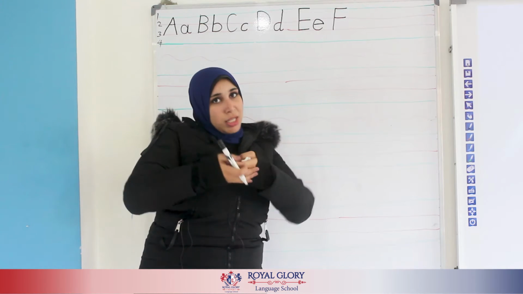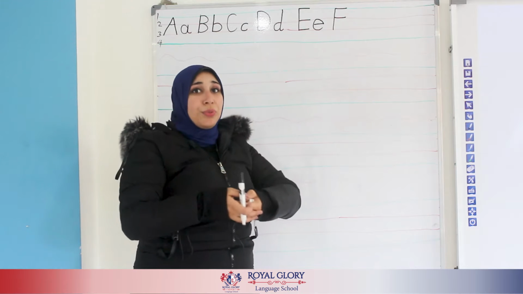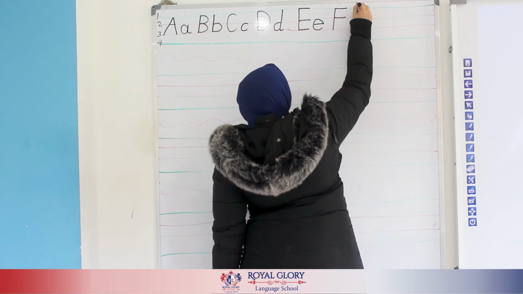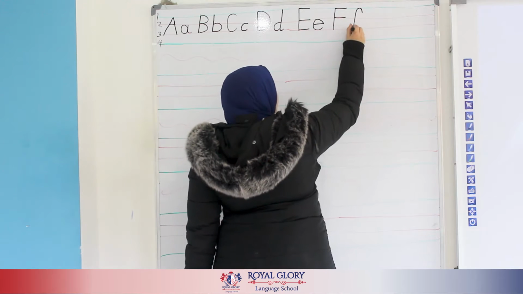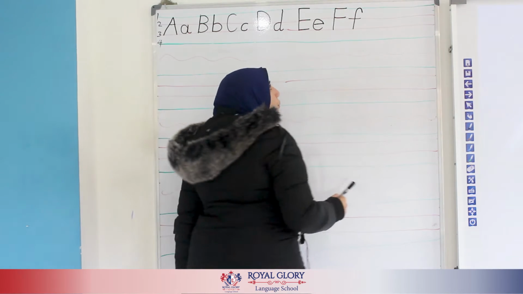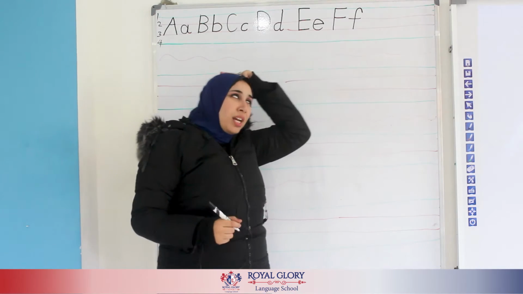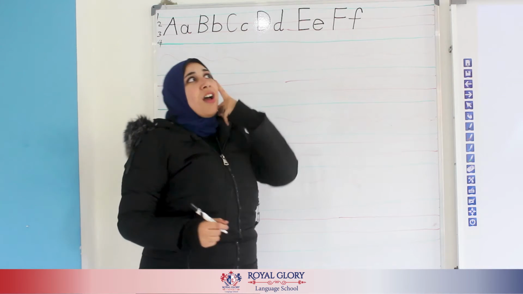The lowercase, the baby case. How can I write it? Curve line down to line number 3 and make a sleepy line on line number 2. This is sound F, okay? A, B, C, D, E, F.